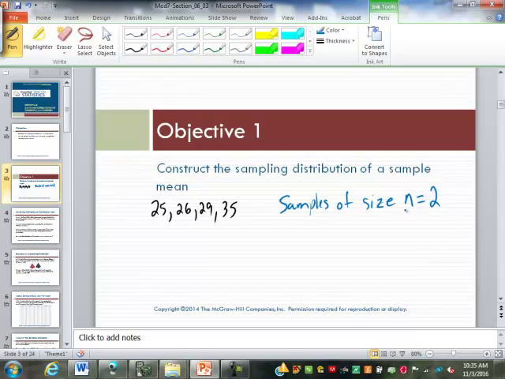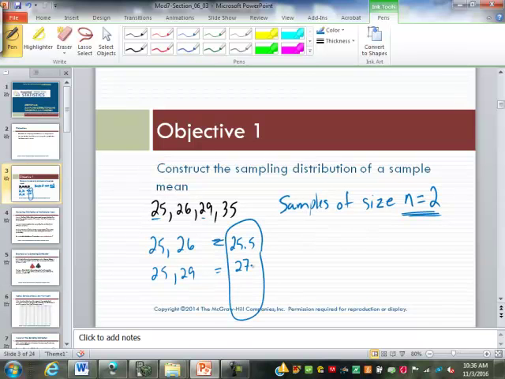So anyway, if I take all of those possible samples of size 2, in other words, all the different pairs of your ages, and I find the mean, so I got 25 and 26, there's one possible sample. That would give me a mean of 25.5. I might have 25 and 29. There's another possible sample. Well, if I average those together, it gives me a mean of 27. So I take all those samples and find all those means. My sampling distribution are the sample means. It's the means. So that's why it's called the sampling distribution of sample means.